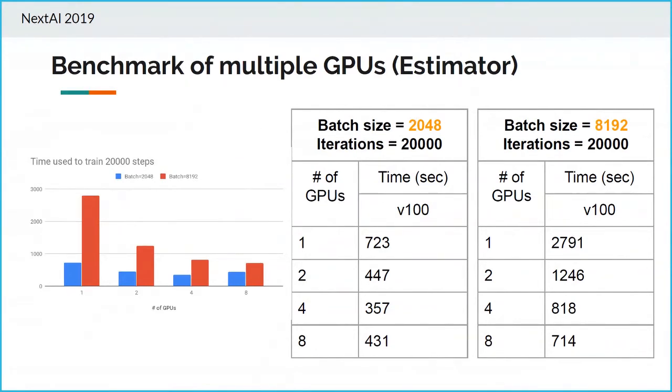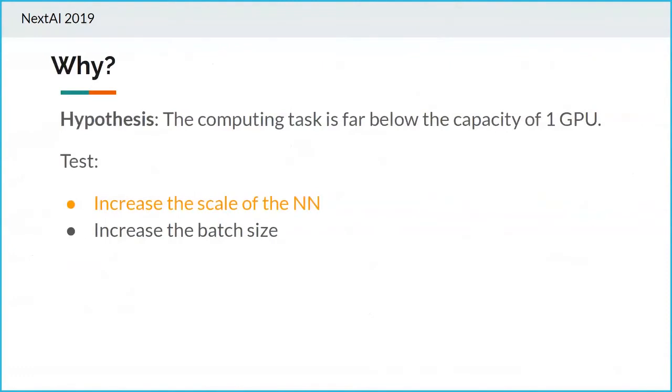So here I want to make a conclusion that it's not always beneficial to use multiple GPUs. This all depends on the scale of your neural network. If it's very, very large and you want to train it over large training data, sure, using multiple GPUs will benefit.